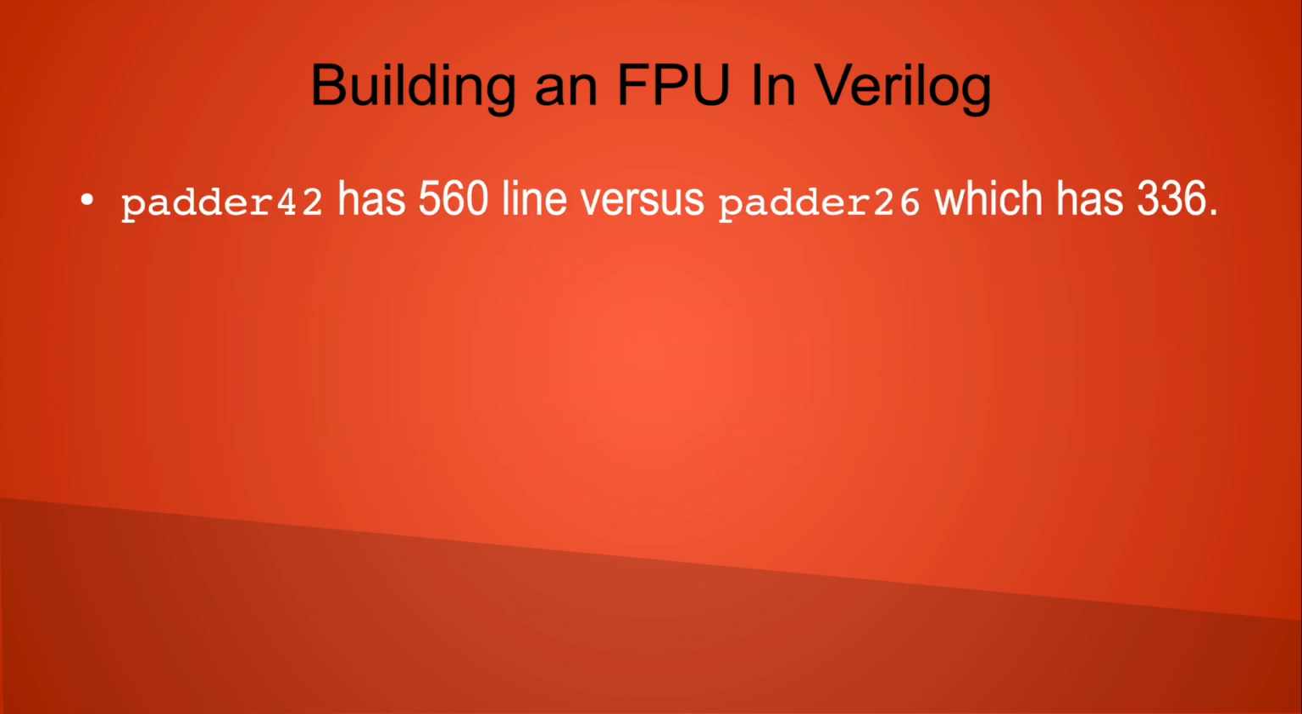The p-adder42 module has 560 lines of code. The p-adder26 module has 336 lines of code. I expect that the reduction in gates needed to implement the two adders will be proportionally similar.